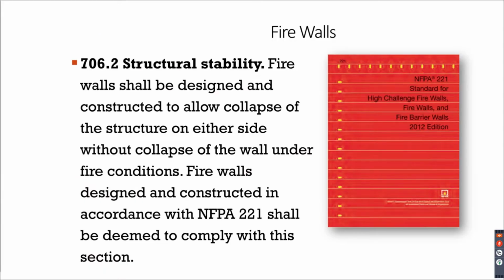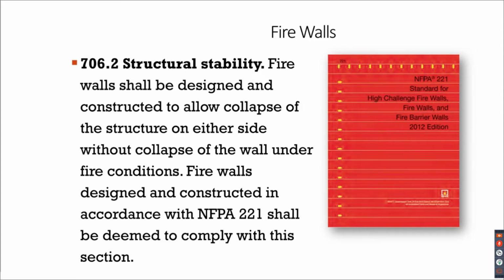The section that everybody seems to now love, of course, well, part of it, they only love half of it. The first half: the firewall shall be designed and constructed to allow collapse of the structure on either side without collapse of the wall under fire conditions. Again, reiterating that, that's super important. That's the goal of this wall. It's the purpose of this wall.